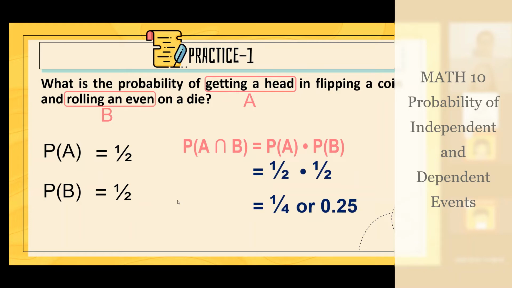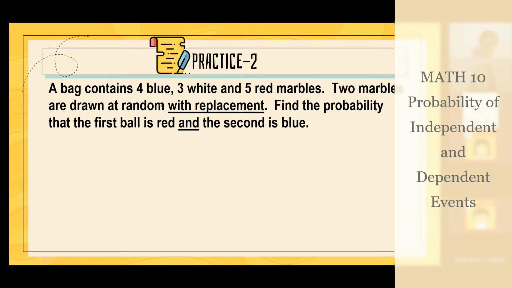Those whose answer is 0.25 or 1/4, very good, you got it correct. Okay, thank you. Next. A bag contains 4 blue, 3 white, and 5 red. 2 marbles are drawn at random with replacement. Find the probability that the first ball is red and the second is blue. Okay, answer it. 1 minute.